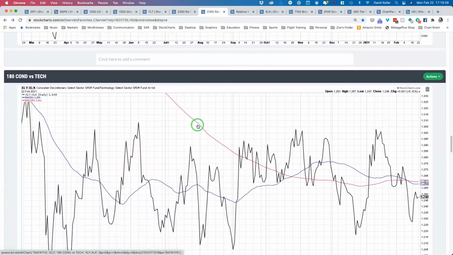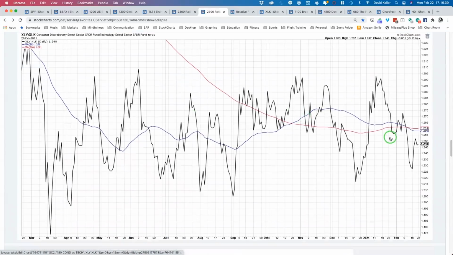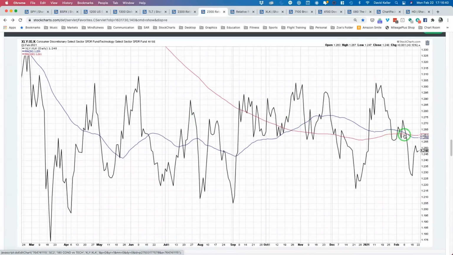So that's what that's telling me there. Here, similar sort of read. I'm doing consumer discretionary, XLY, versus technology, the XLK. What's interesting here, these are both considered offense, right? If you look at the last year, or over time, I would bucket both of these in the offensive category in terms of sectors, relative to defensive things like utilities and REITs and consumer staples.